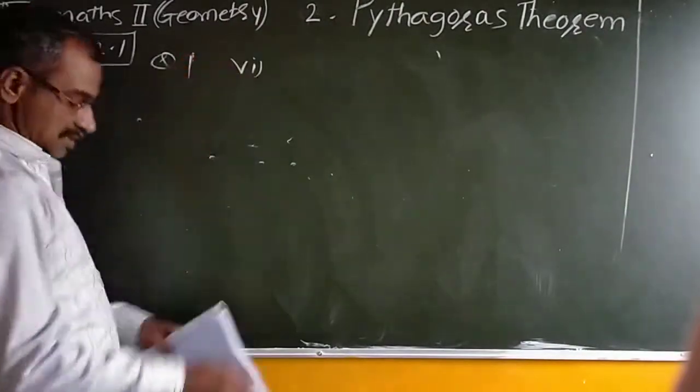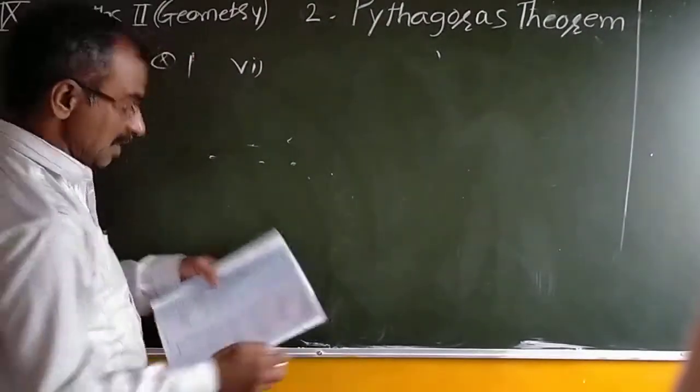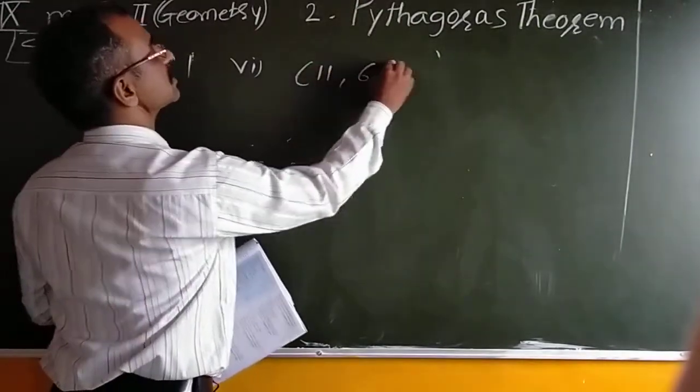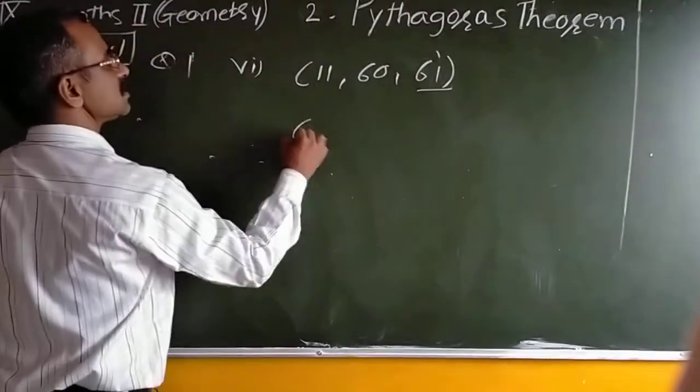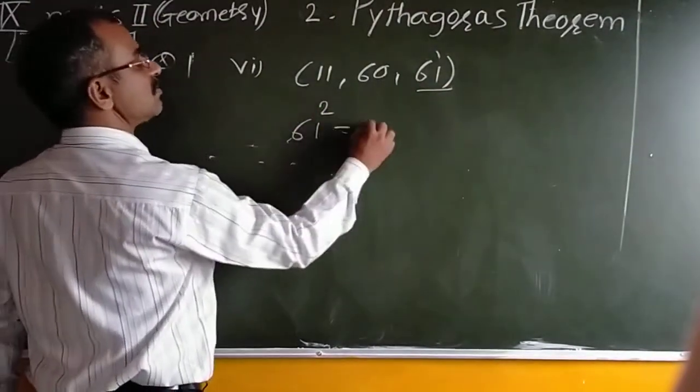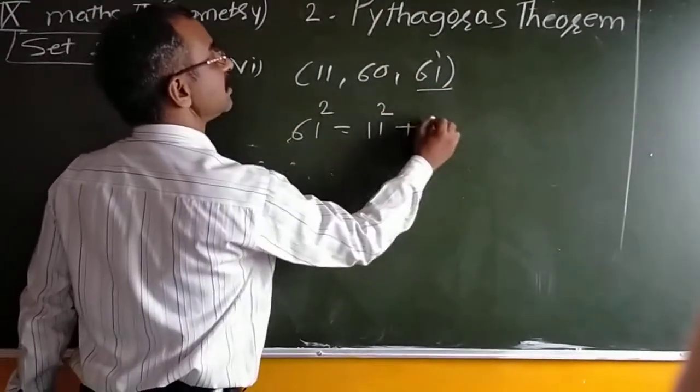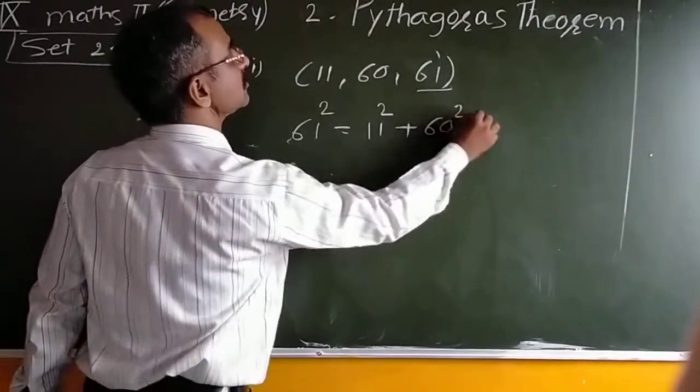Question number 1. Sixth. 11, 60 and 61. Which is the highest number? 61. Its square should be the sum of the squares of the remaining two numbers.